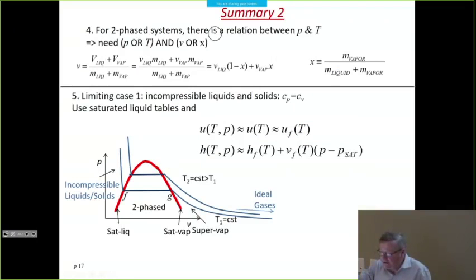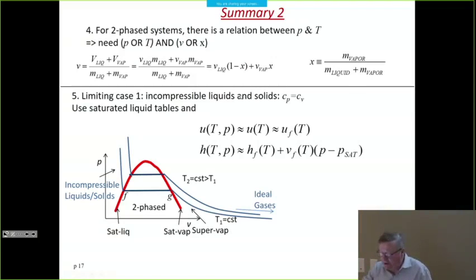If you're in the two-phase regime, because you know that P and T are interdependent, you still need to have two variables. You can use either P or T, and you can use either v or x. But you have to have P and x, or T and x, or P and v, or T and v, to find where your state is.